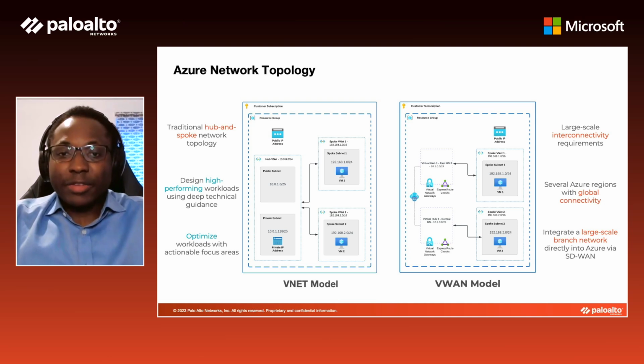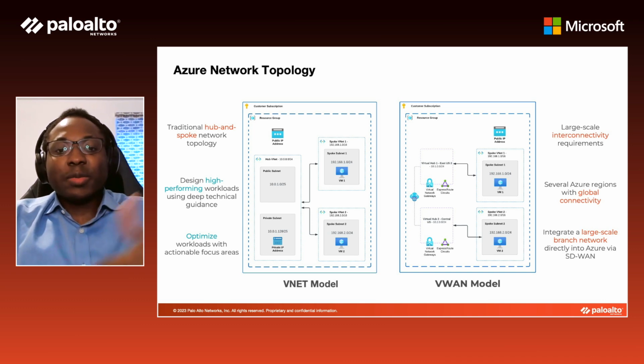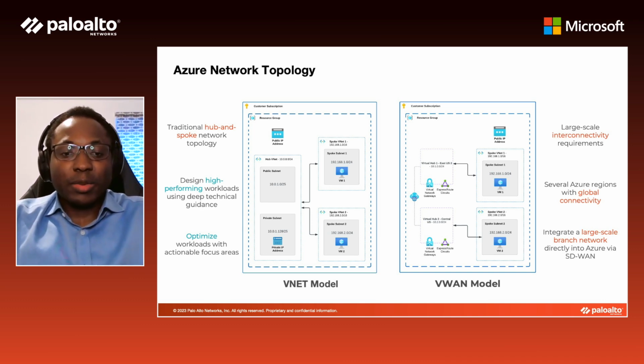Network connectivity and network security is a key part of an organization's landing zone architecture. For your network design, there are two models that Azure customers can adopt. You can either adopt the VNet model or you can adopt the vWAN model. The first model is the VNet model.